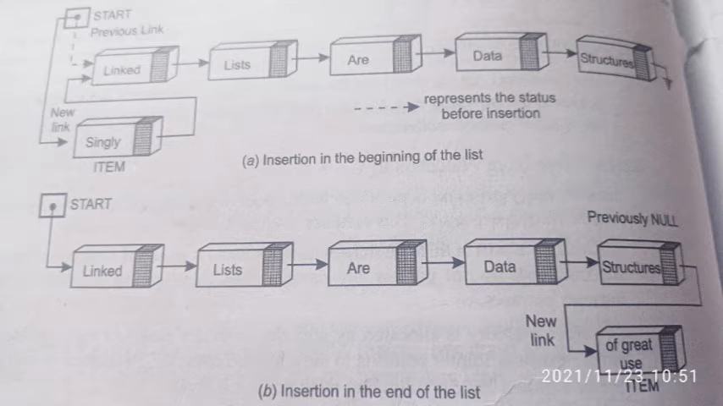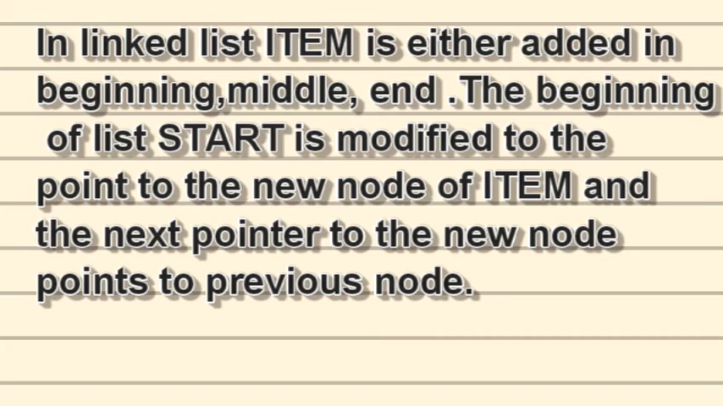As you can see on the screen, there are two images showing insertion at the beginning of the list and insertion at the end of the list. Now, when I'm talking about insertion at the beginning, what things do we need to keep in mind? The start is used to modify the new node of the item, and the next pointer is used to point to the first node or the next node, whichever you want to use.